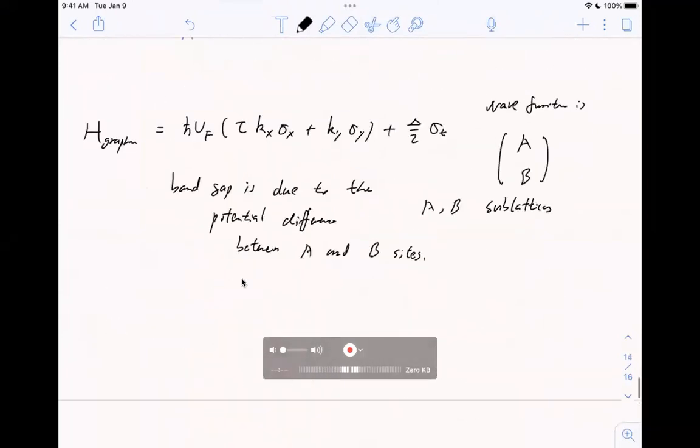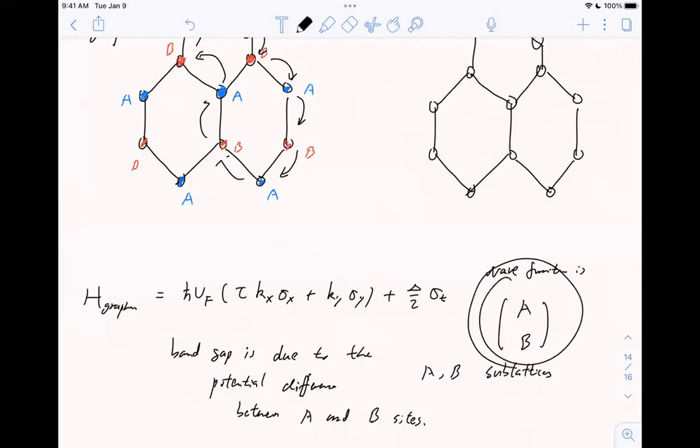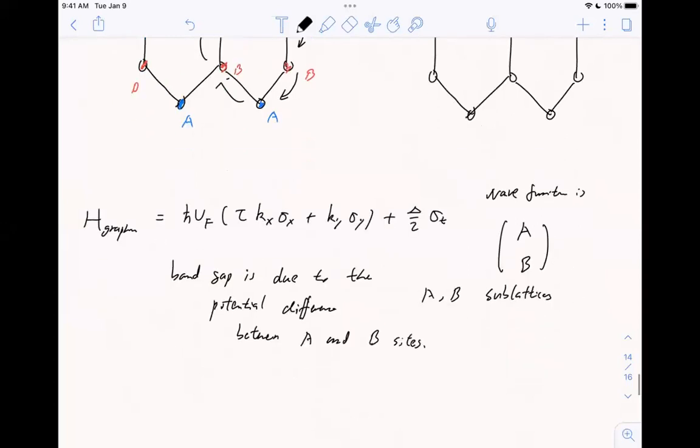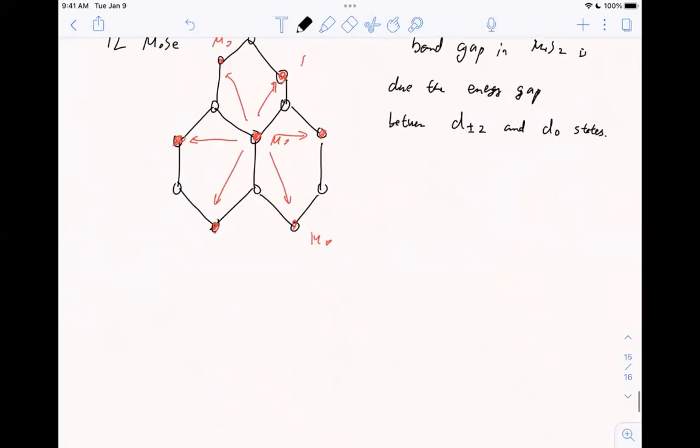And the second thing is, of course, the wave function. The two components are different. For graphene, the wave function is on the A and B sublattices. But for MoS2, the wave function is on the D+2 and D0 states. So A and B here are both in the same site.